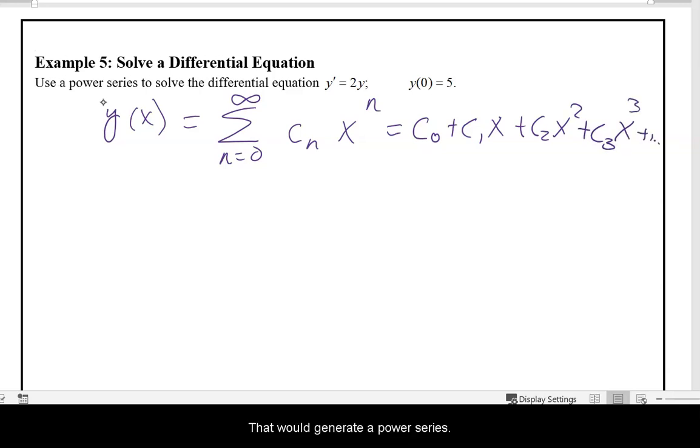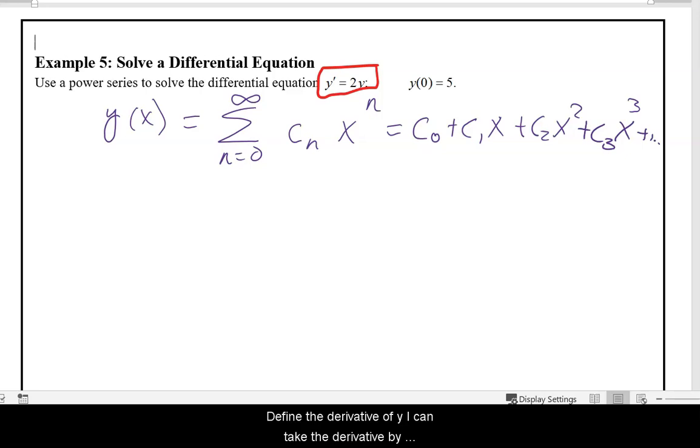That would generate a power series. I don't know what the power series is, meaning I don't know what the coefficients are. However, I do know a relationship for the power series, and that is the differential equation that says that the derivative of the equation is equal to 2 times the original equation. I'm going to use that now and write that below.